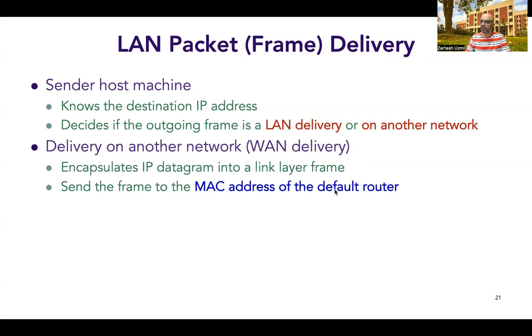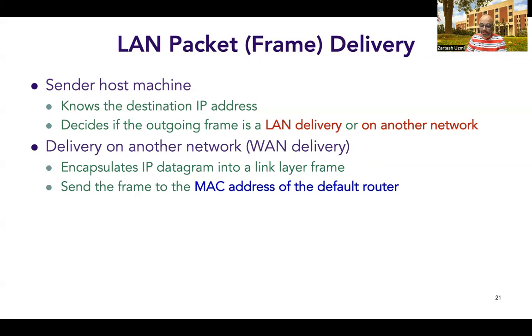but instead of sending it to the destination, because the destination is not on my local area network, it is somewhere else in the outside world, I will just make use of my default router. I still need to send the frame to the default router, and the default router is connected to me on the same local area network. One interface of the router is connected to me.